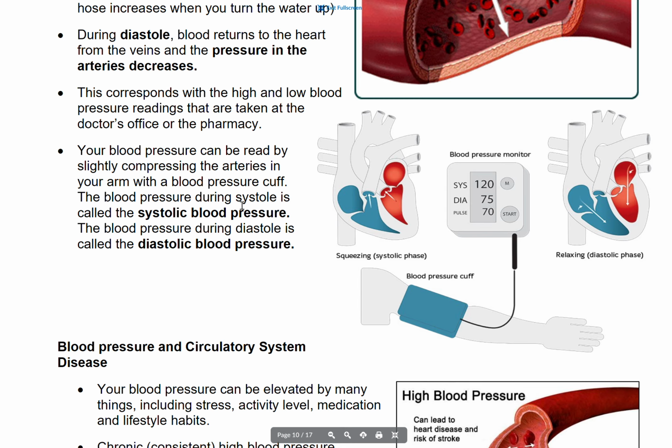The blood pressure during systole is called the systolic blood pressure, right? If you've ever had your blood pressure read by one of these things, you know it gives you two numbers, and it gives it to you in the form of a fraction. The top number is called your systolic blood pressure, and it's the pressure when your ventricles are squeezing, right? And then the bottom number is called your diastolic blood pressure, and that's during diastole, right? So when the heart is relaxed.